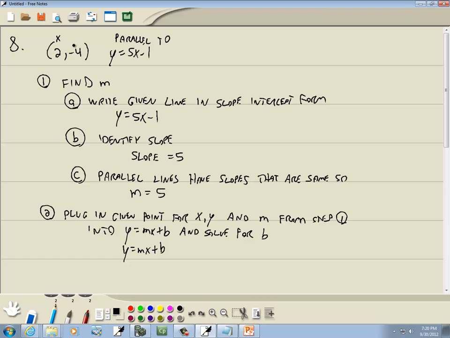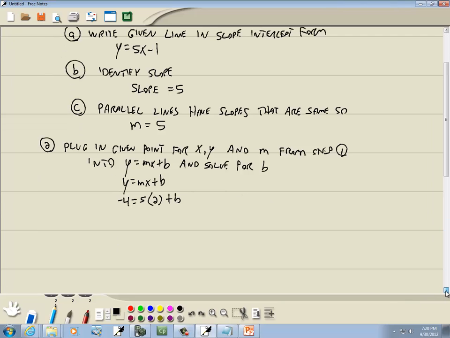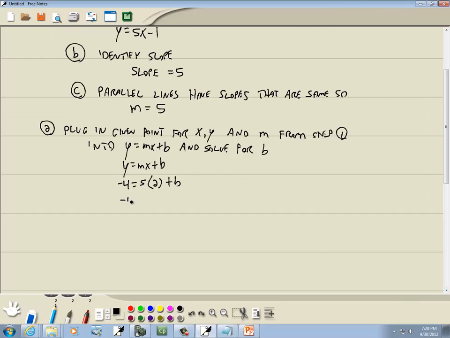Well, this is x and this is y. So put negative 4 in for the y. M from step 1 was 5, so put 5 in for the m. And x we said was 2, and then plus b. And now we want to solve for b. 5 times 2 is 10. Take 10 to the left side, becomes negative 4 minus 10, which gives us negative 14.